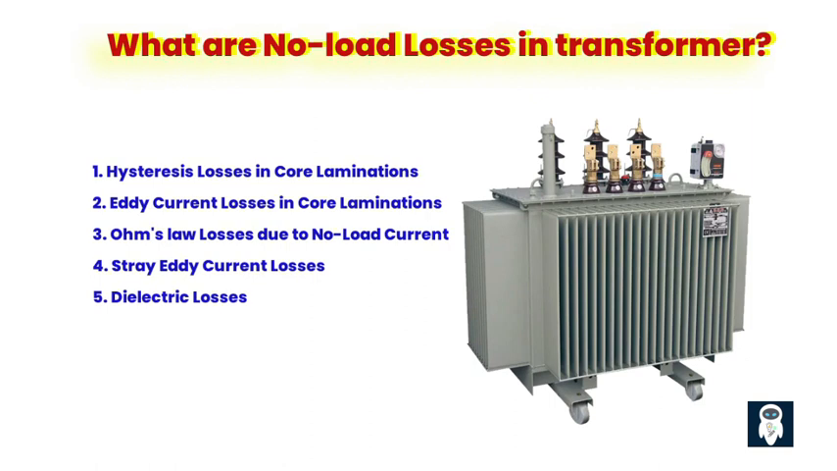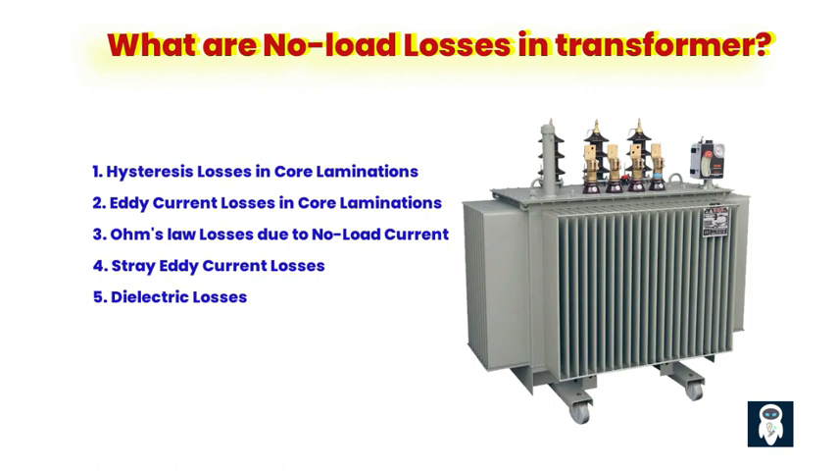3. Square of the current, I², multiplied by resistance, R: Ohm's law losses due to no-load current. These losses result from the resistance of the windings and the current flowing through them, even when the transformer is operating without a load. However, these losses typically contribute a small portion to the overall no-load losses and are often neglected. 4. Stray eddy current losses.